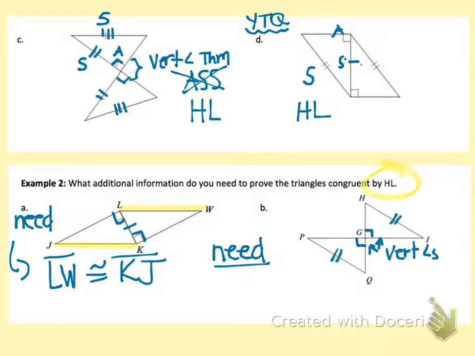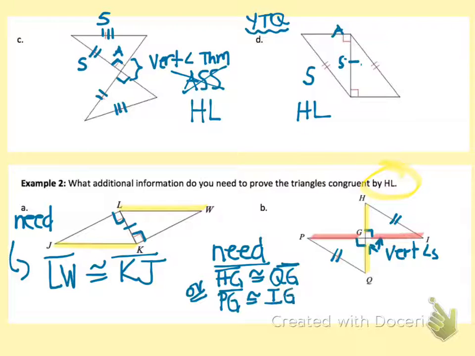So what we would actually need would be, we could possibly do two different pairings. We could know these were congruent, because then that would be a pair of legs. So we could use the fact that HG was congruent to QG, or instead, if we knew that PG was congruent to IG, then that would be enough to use HL. So you have some options here on this one. You could have gone with either pair of legs, because you just need a pair of legs and the hypotenuse.